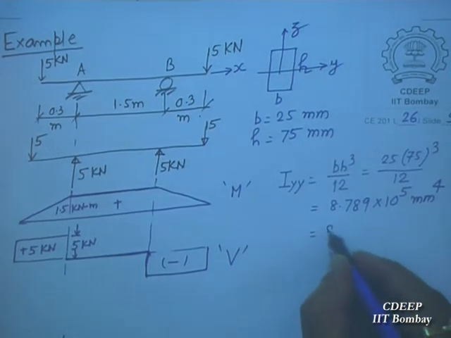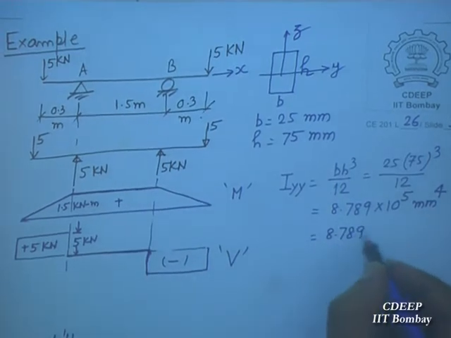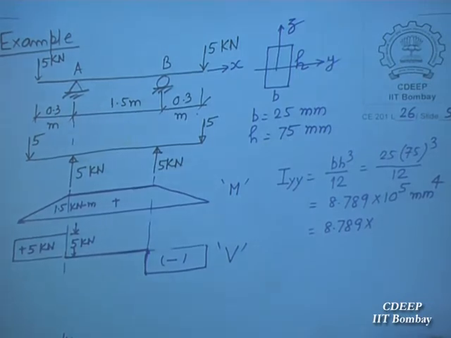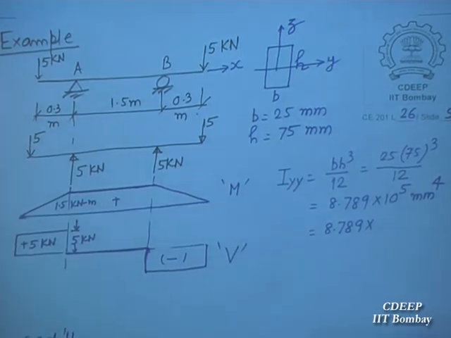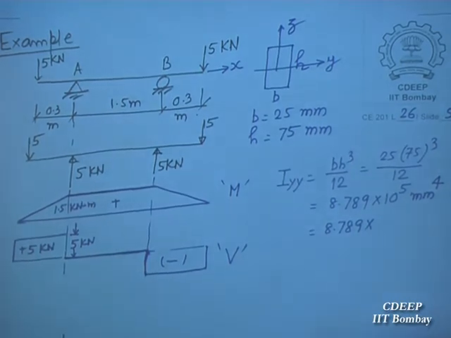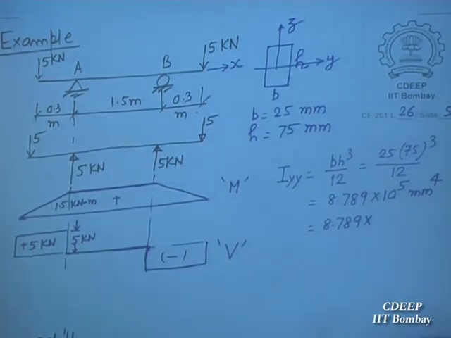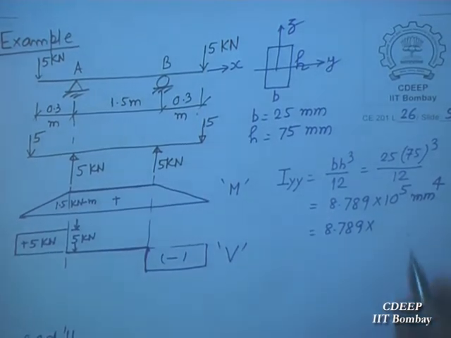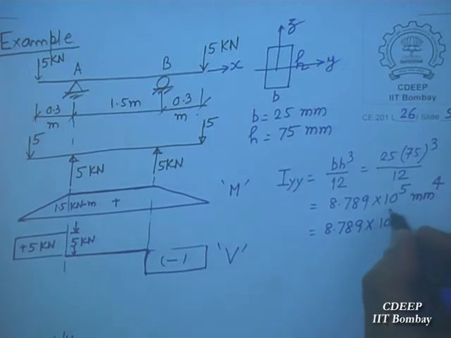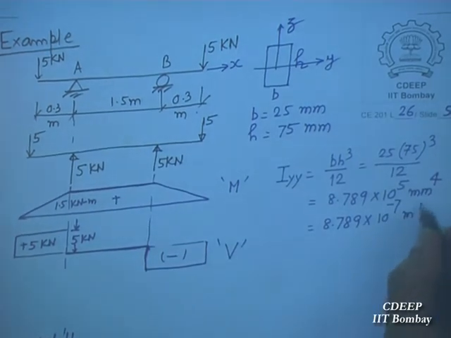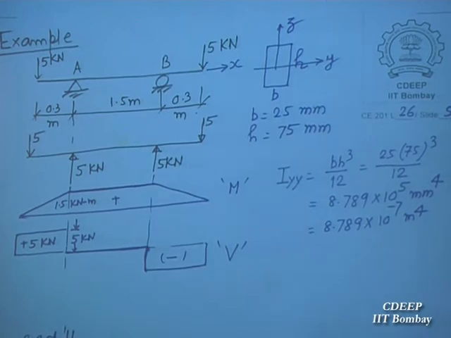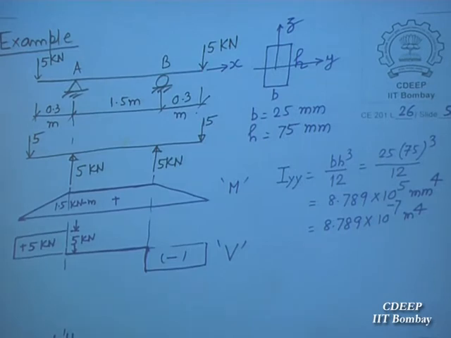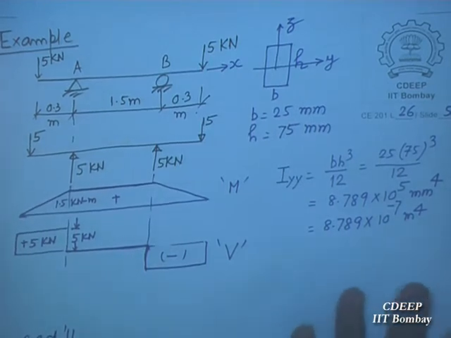This can also be written as 8.789, and then 1000 millimeter makes 1 meter. So if you want to write it in terms of meter, you have to multiply this by 10 to the power -7, meter to the power 4.